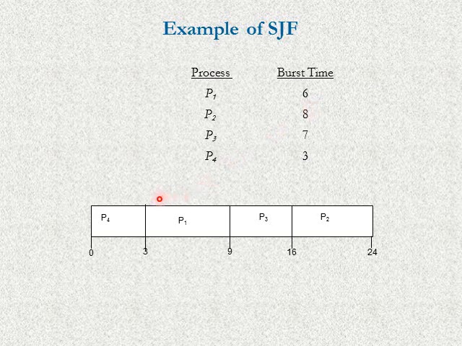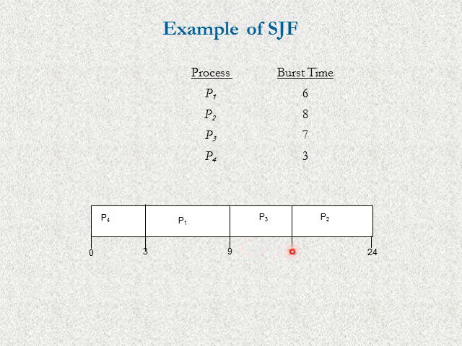At time interval 3, P1 will enter the processor and it will complete its execution at time interval 9. In the meanwhile, P2 and P3 will both be waiting in the ready queue. At time interval 9, the ready queue has two processes, P2 and P3. This time, P3 has the least burst time requirement, so P3 will go into the processor while P2 waits in the ready queue.